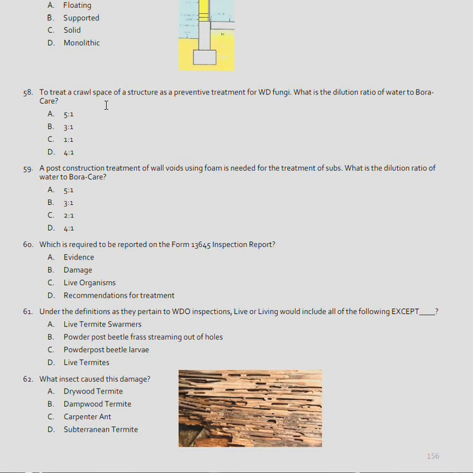To treat a crawl space of a structure as preventative treatment for WDO fungi, what is the dilution ratio of water to Boracare? The answer is 5 to 1. 5 to 1 ratio.